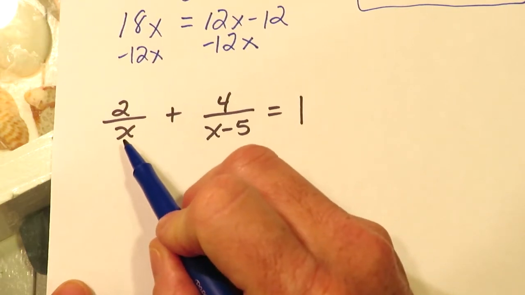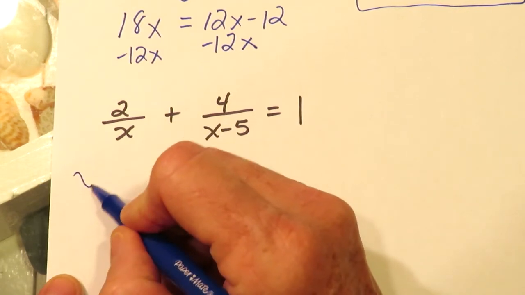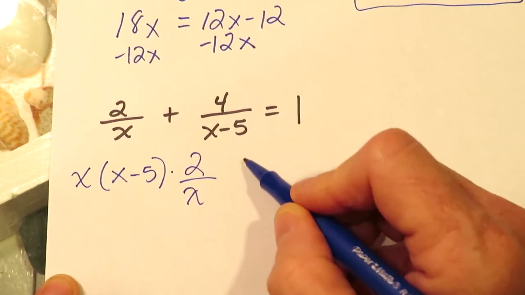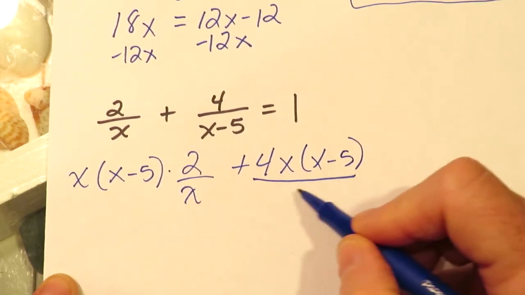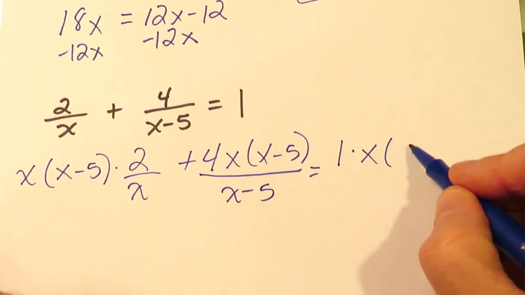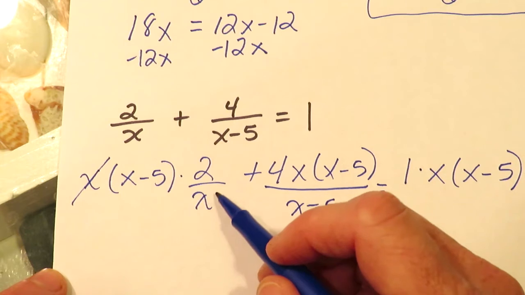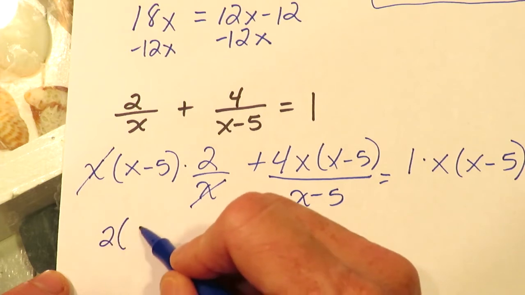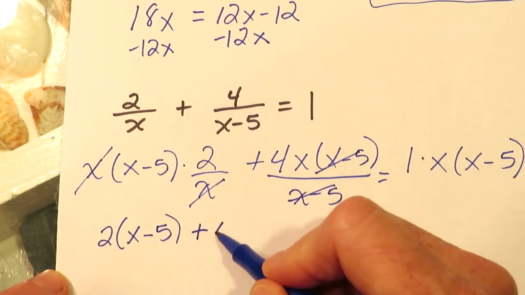If I multiply all of the terms by the common denominator, so x times x minus 5 will be my common denominator. And when all of the terms are multiplied, notice on this side I will get 1 times x minus 5, and the whole reason why we're multiplying by the common denominator is to divide out the denominators. So this turns into 2 times x minus 5, and the x minus 5's divide out here.